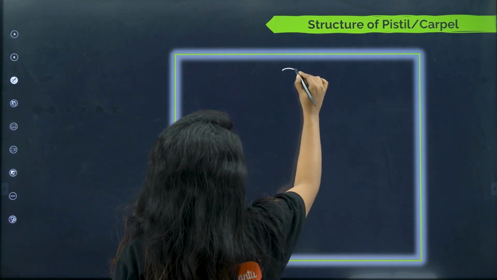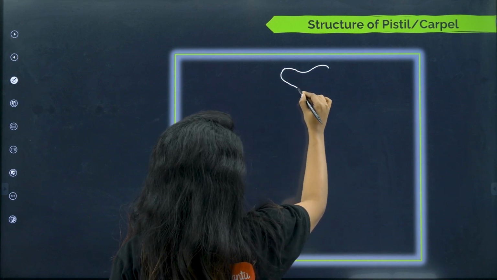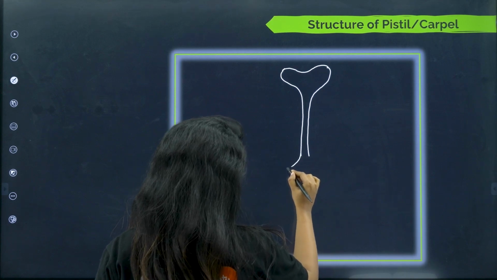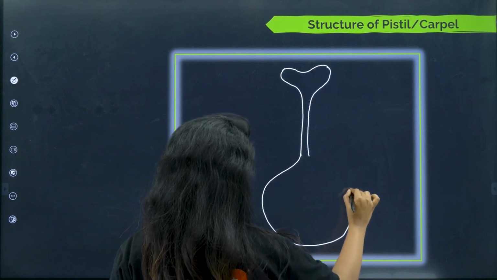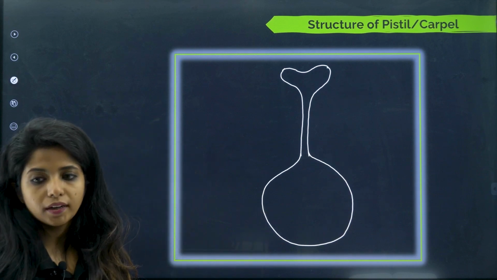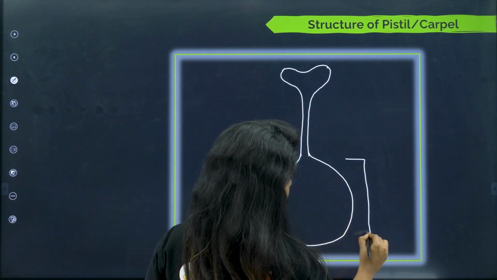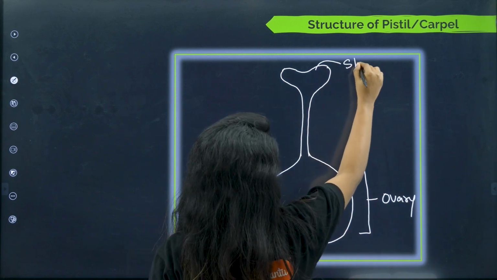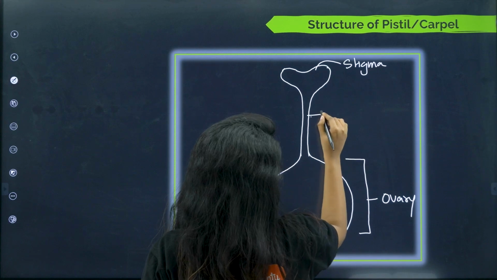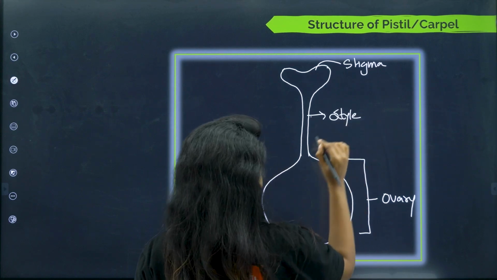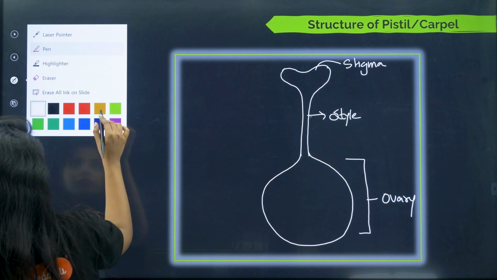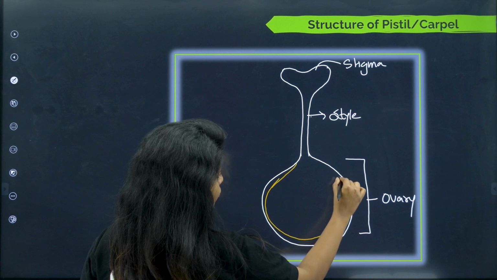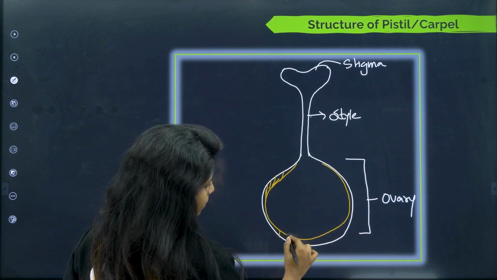Over here you have this landing surface and then a tube like this, which has a bulged region. This bulged region that you see over here is the ovary. This landing area is the stigma, as you know, and this is the style. Now the ovary will be having a wall sort of thing. Basically it is going to make the fruit and everything.